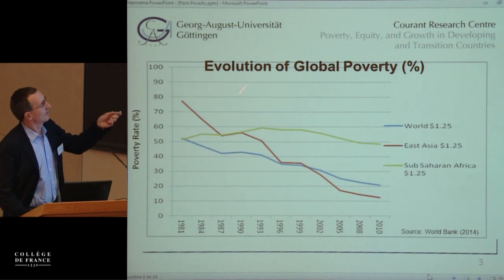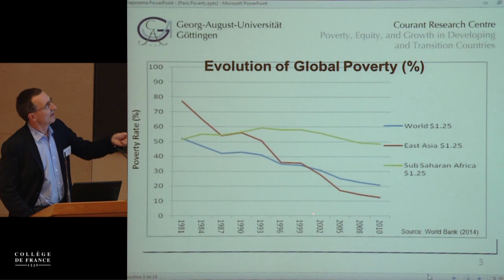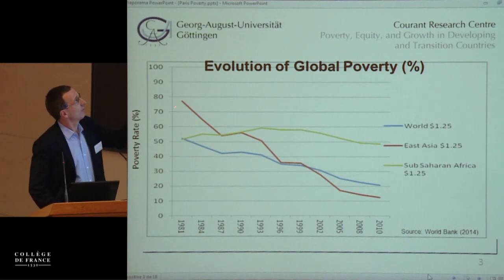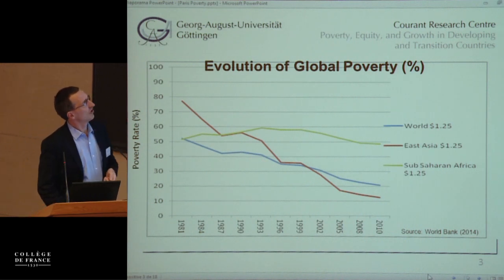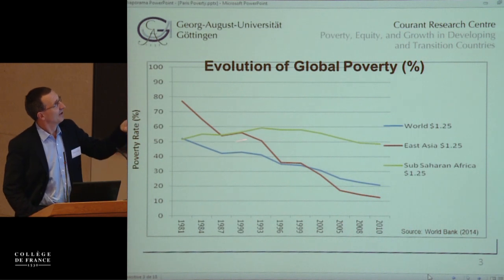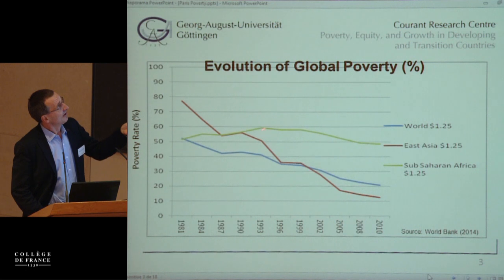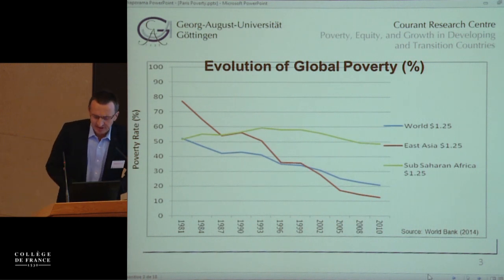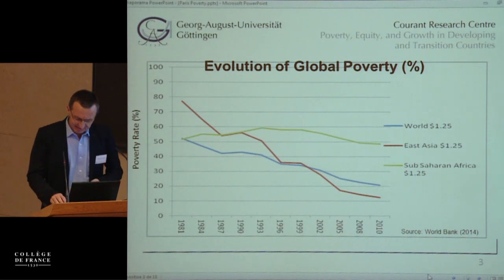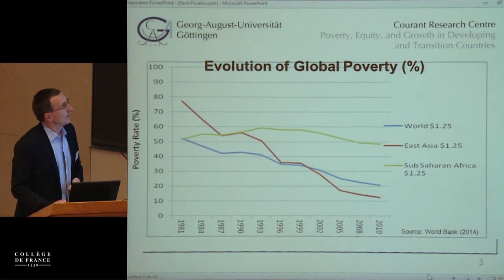We also see, of course, that the progress was extremely uneven. East Asia was fantastic, from nearly 80% to just over 10%, while in Sub-Saharan Africa the poverty reduction was much lower. In fact, for a while it went the wrong way, and recent years have been better, but not very good.